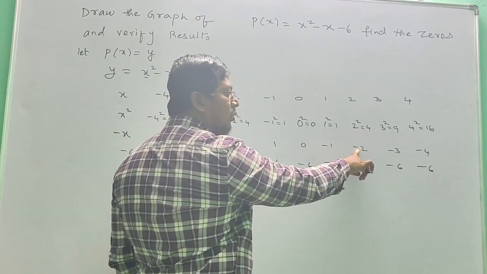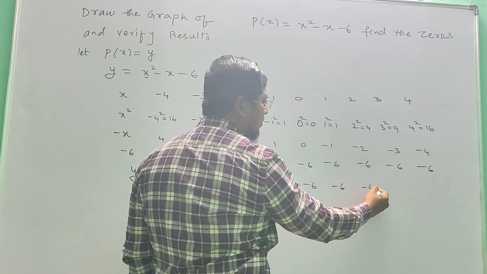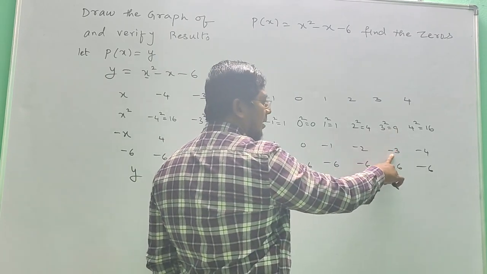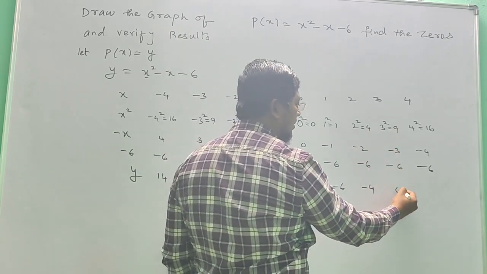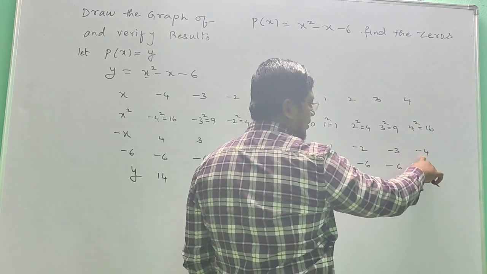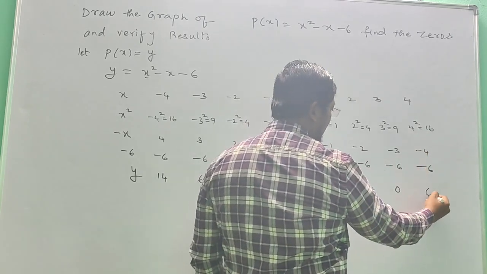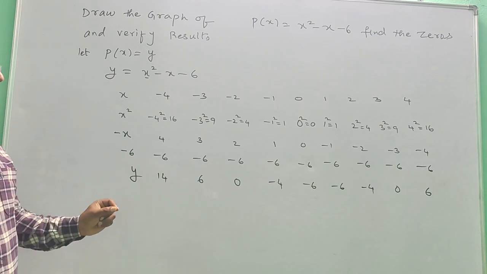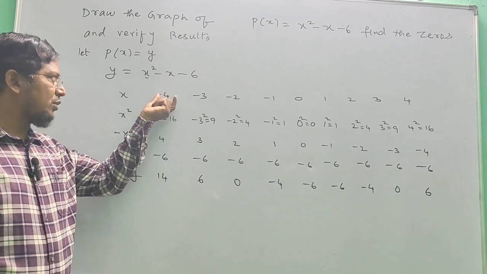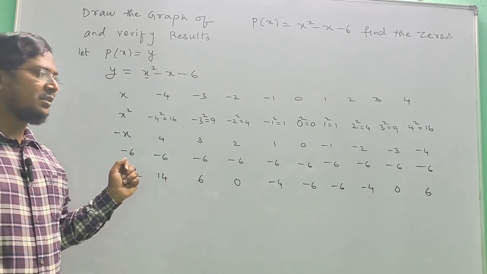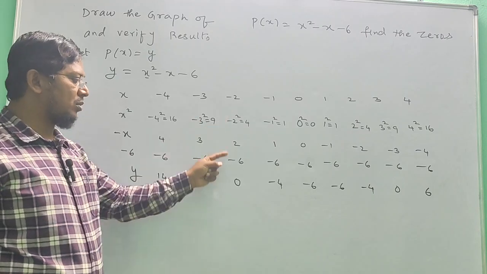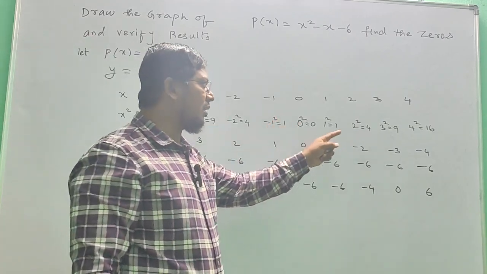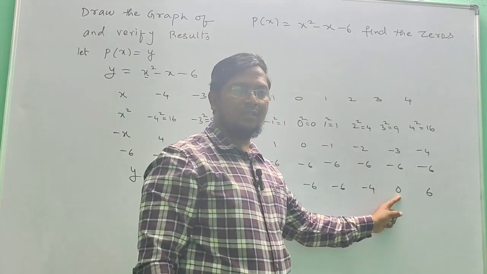4 minus 2 is 2, 2 minus 6 is minus 4. Here 9 minus 3 is 6, 6 minus 6 is 0. 16 minus 4 is 12, 12 minus 6 is plus 6. So these are our answers. So whichever number we substitute in place of x, we get 0. Here, sir, minus 2 gives 0 and here another number, plus 3, is equal to 0.